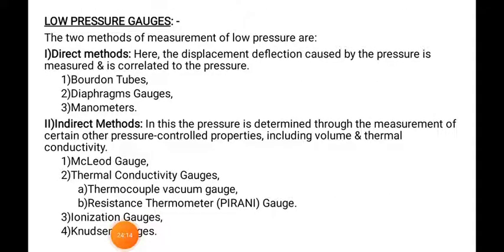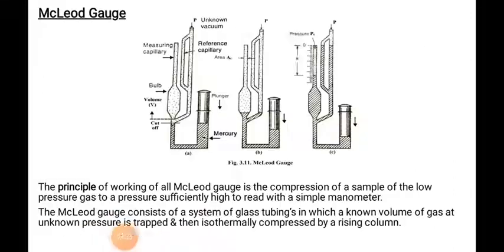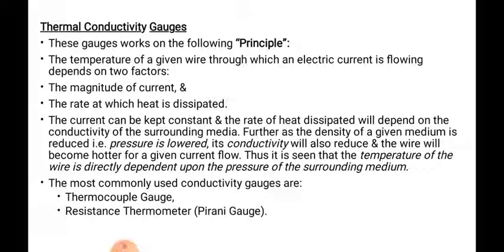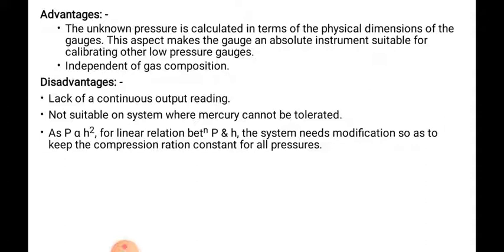Next we will study the Macleod gauge, with which we can measure pressure. Then the thermal conductivity gauges, the thermocouple vacuum gauge, the resistance thermometer or Pirani gauge, the ionization gauge and the Knudsen gauge. Those we will study in the next lecture. Here this is the Macleod gauge. Step by step we will study the working of the Macleod gauge. Numericals are also asked on the Macleod gauge, which we will study in great detail.